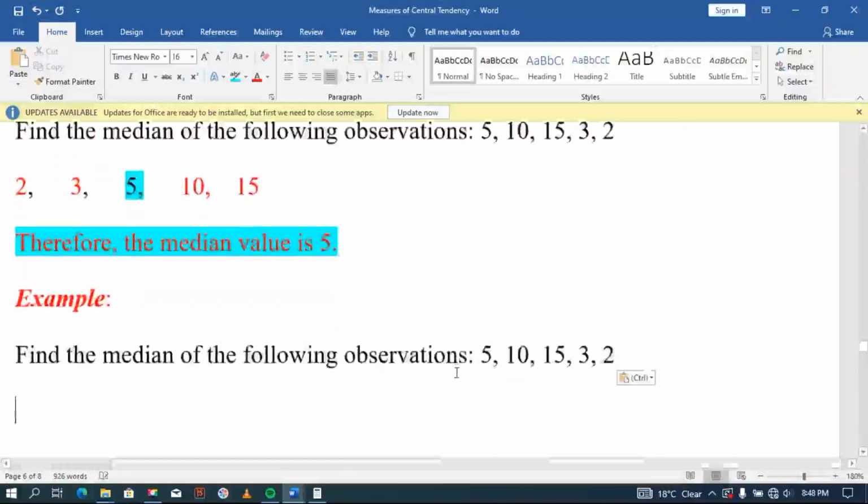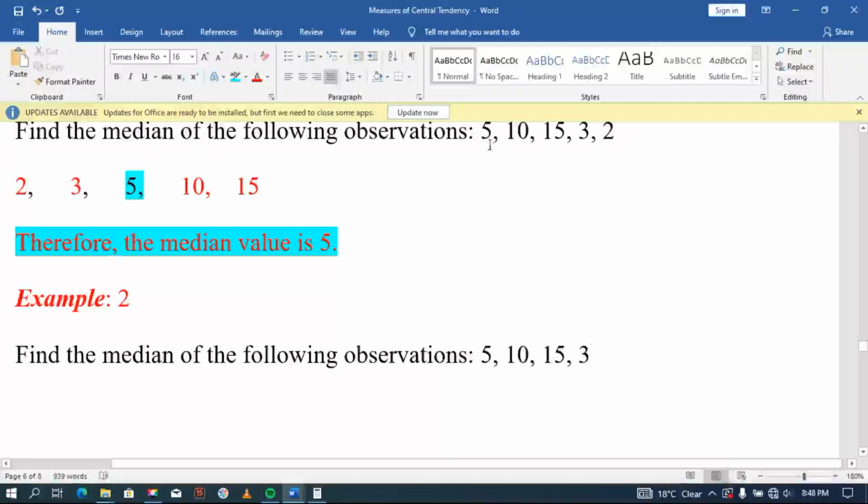We can call it example 2. Example 2. So find the median of the following observations. We have 5, 10, 15, and 3. So these are 4 observations. 1, 2, 3, 4. The other ones were 1, 2, 3, 4, 5.